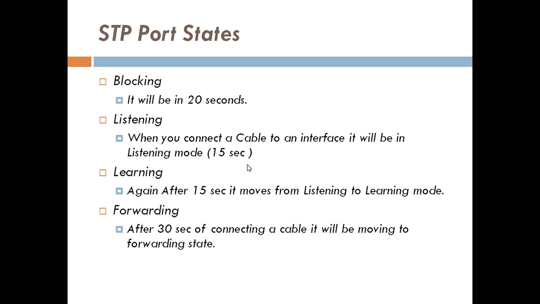Then in the learning stage, BPDUs can be transmitted, and at the same time MAC addresses can be learned, but data transmission will not be possible. Only MAC addresses can be learned in the learning stage. In the forwarding stage, we can send BPDUs, we can learn MAC addresses, and at the same time we can do data transmission. That's what the forwarding stage can do.